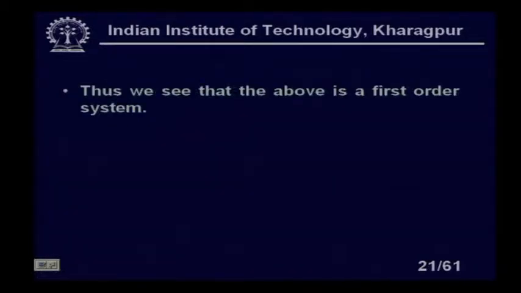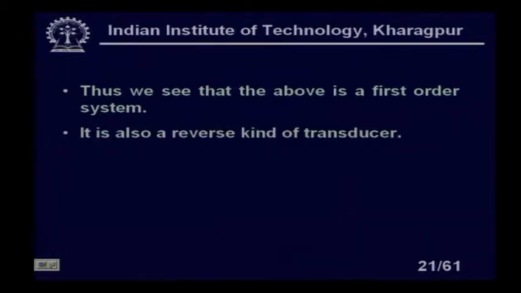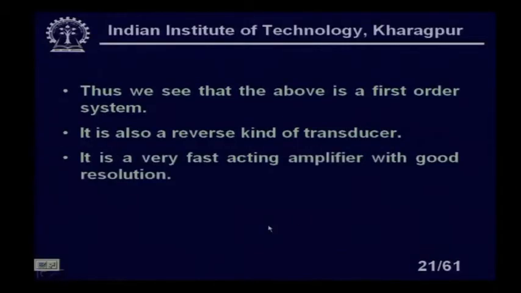Thus, we see that it is a first order system. So, I can say that the flapper nozzle system can be considered a first order system. It is also a reverse kind of transducer. That means if I change the bleeding pressure, because there is a spring action, I will get a displacement there. That is the reason it is called a reverse kind of transducer.